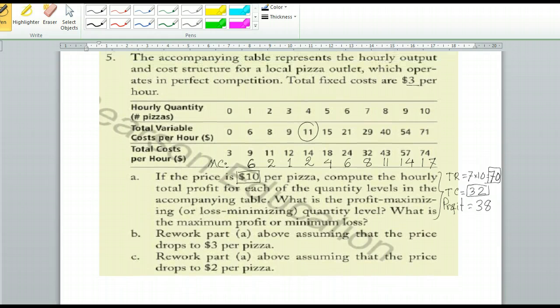Part B asks you to rework Part A, assuming that the price drops to $3 per pizza. Well, $3 seems a little too low to me. Now I know that if this firm produced, it would produce up to a level where marginal cost is less than marginal revenue of $3.